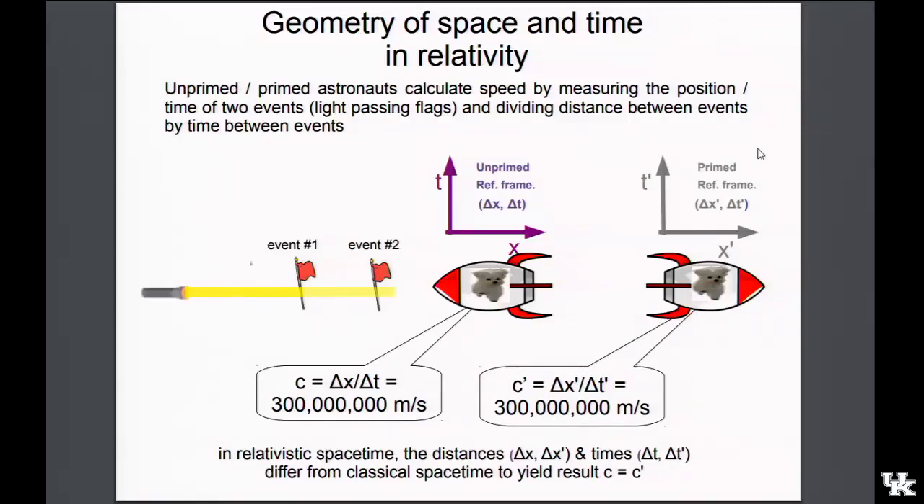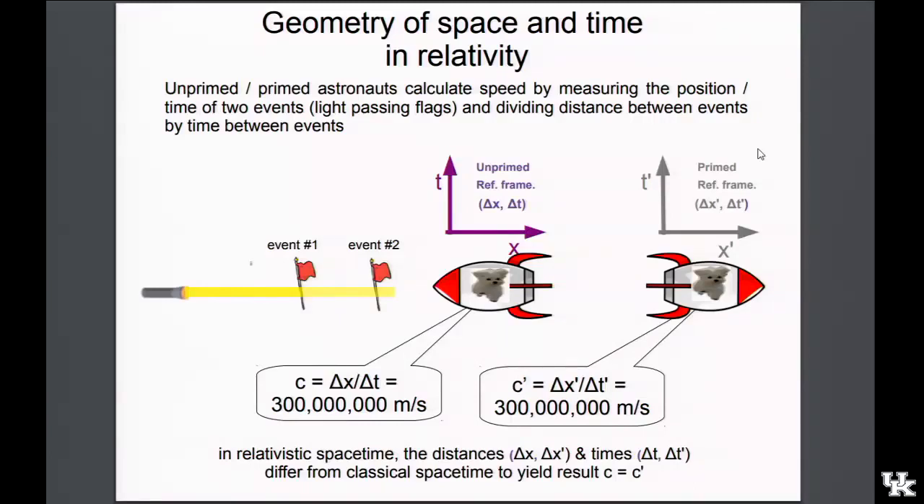So classically, that's a real problem because in classical space-time, the two time intervals would be the same between the two events. But the two distance intervals would be different because one spacecraft between passing the two flags has moved to the left, the other one's moved to the right. The reference frames have moved to the left and moved to the right. So they would measure different displacements between the two events when the light passes the two flags, but they would measure the same times, and so one would get a faster speed, one would get a slower speed.